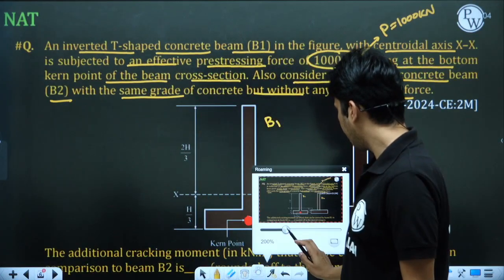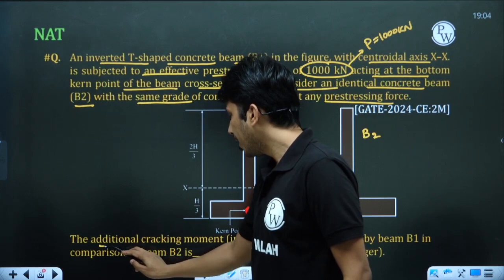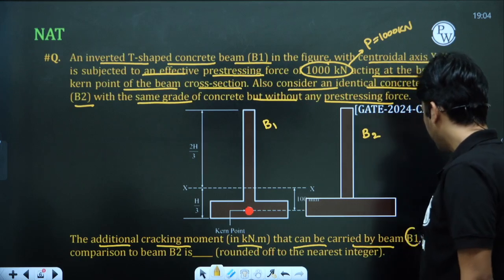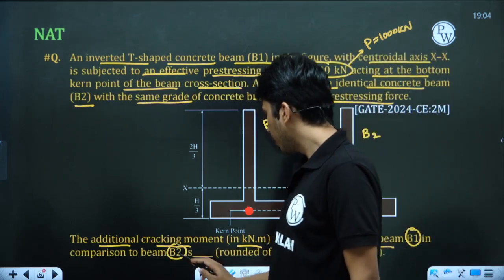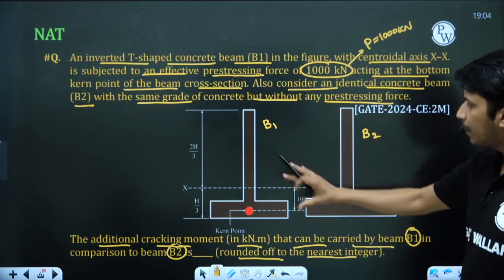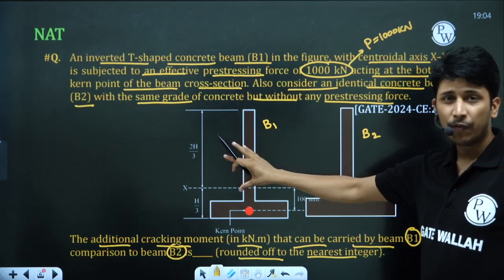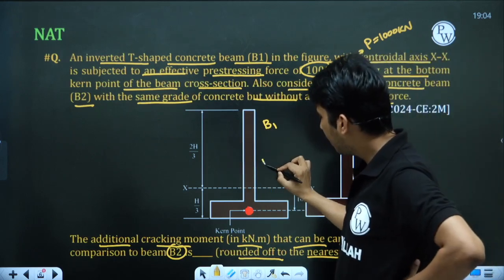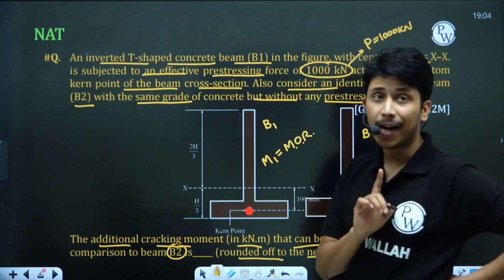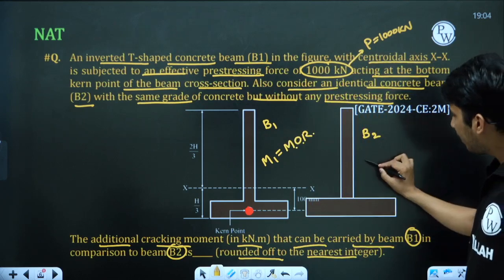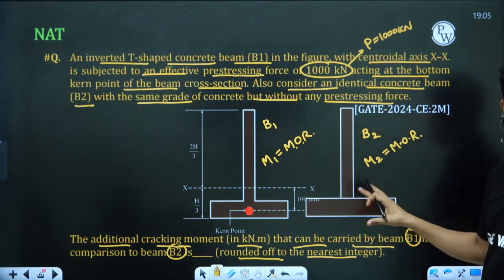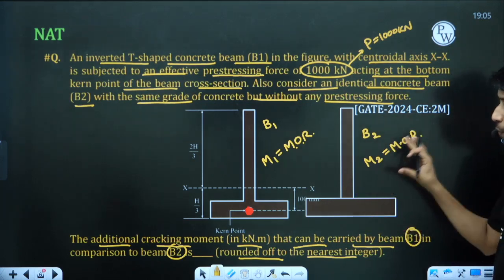It is saying that the additional cracking moment in kilonewton meter that can be carried by the beam B1 in comparison to the beam B2 is to be rounded off to the nearest integer. So what it is asking is, suppose the moment of resistance of this beam without cracking is M1. M1 is the moment of resistance of this beam. What is cracking we will discuss. And M2 is the moment of resistance of the beam without any pre-stressing.